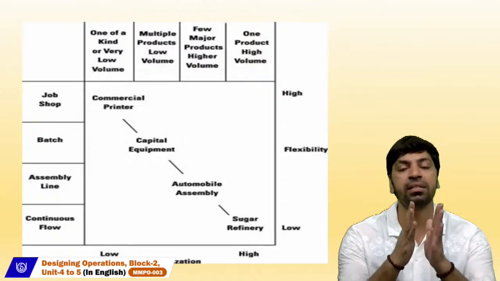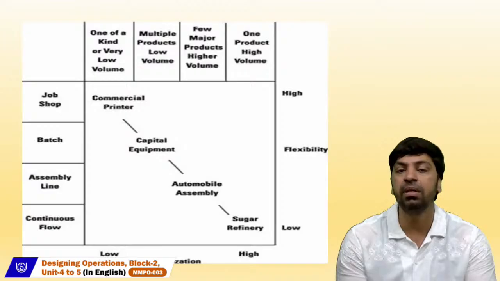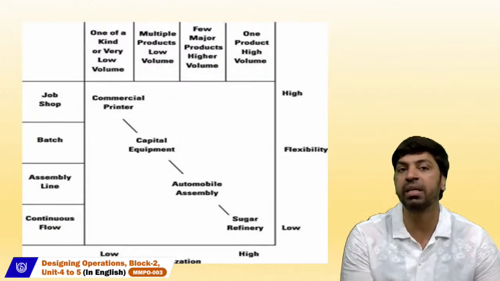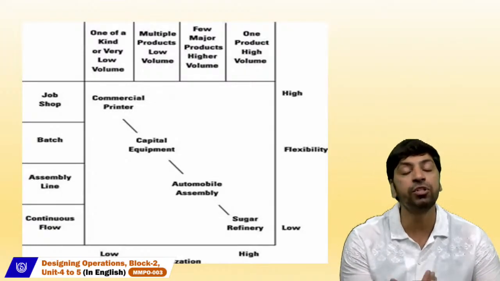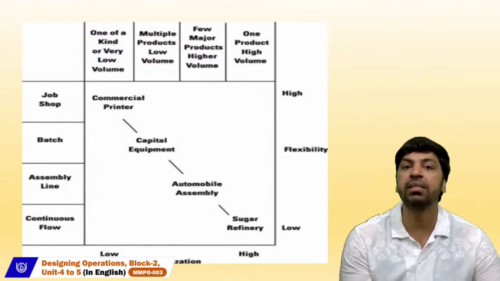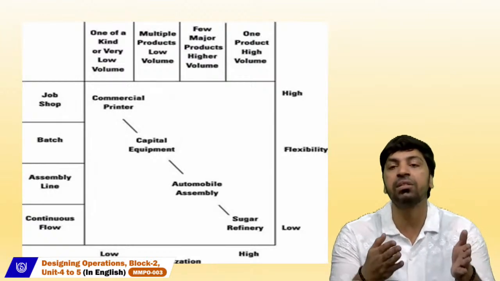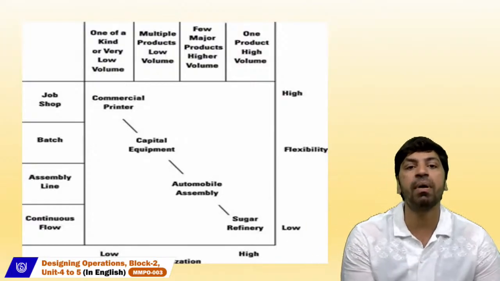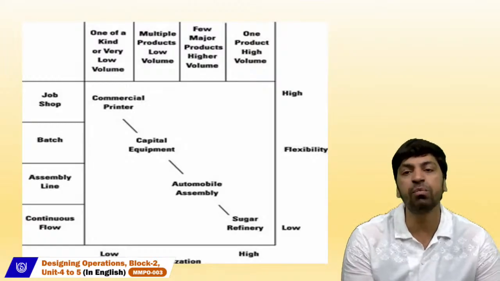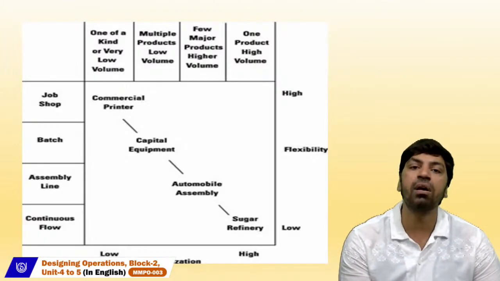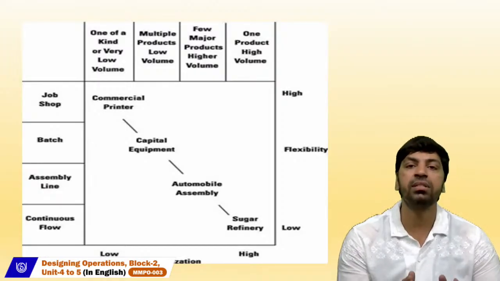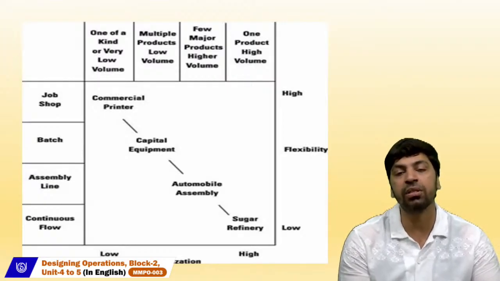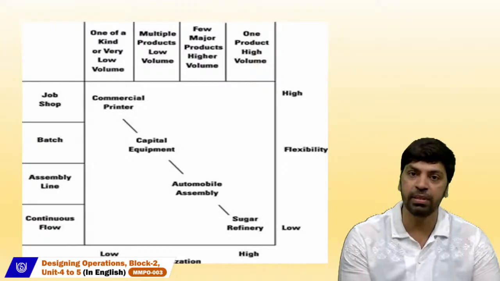So this is one of the examples when it comes to the different types of processes, and accordingly the products have also been mentioned in the job. That could be the commercial printer, and for the batch it is capital equipment, because we are talking about the assembling lines of cars or any other. Then automobile assembling, then the sugar refinery. So this is how we can derive the diagrammatic representation with the help of examples.